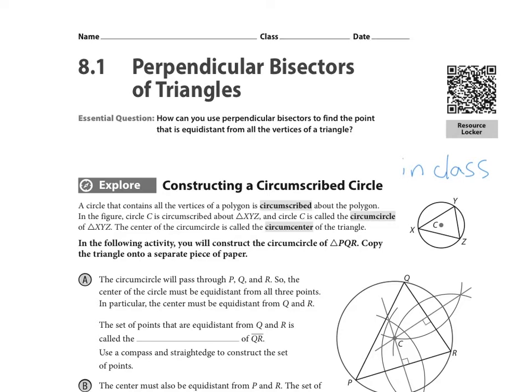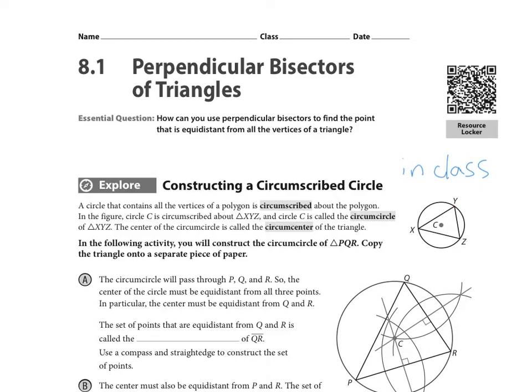In the figure, the circle C is circumscribed around triangle XYZ. C is the center, and here's the circle that goes through X, Y, and Z, and we call this circle C the circumcircle because it's the circle that goes around the triangle. Then the center of the circumcircle is called the circumcenter. So circumcenter is the vocabulary word we're going to be focusing on the most, but you need to know that it's the center of the circle that hits all 3 points of the triangle.